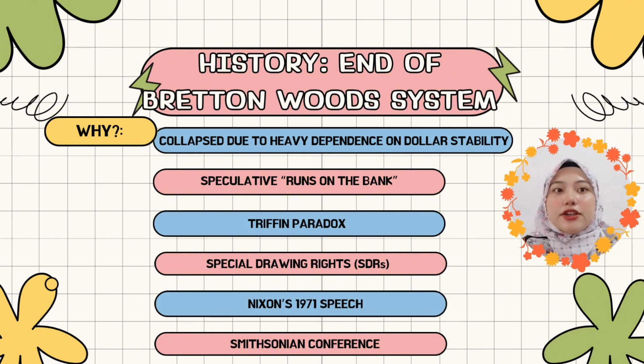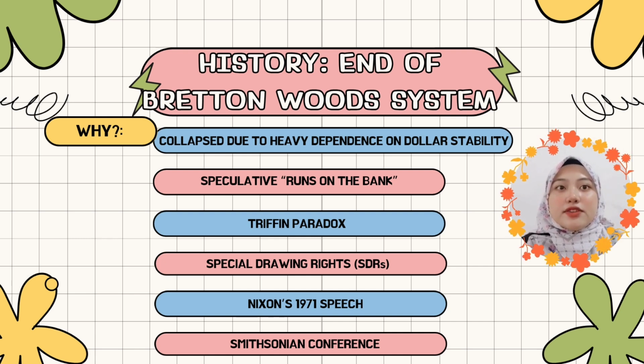Facing growing pressure on the dollar, US President Richard Nixon announced that the United States would no longer convert dollars to gold at a fixed value, effectively ending the dollar's convertibility. This move is often referred to as closing the gold window.